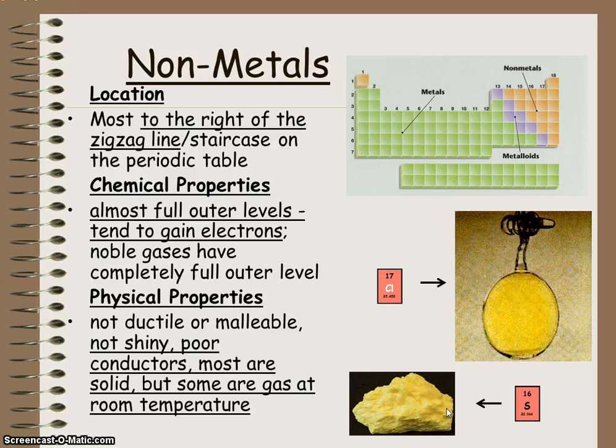They are poor conductors. They are absolutely not shiny. You can see that sulfur right there is not shiny at all. Some are gases at room temperature. Those noble gases, all of these are gases. You have oxygen, that's a gas. These are non-metals. So most of them are gases at room temperature. They are the opposite of metals as far as their properties are concerned. And once again, they are all the way to the right of the periodic table, to the right of that zigzag line that we talked about before. Non-metals. All right.